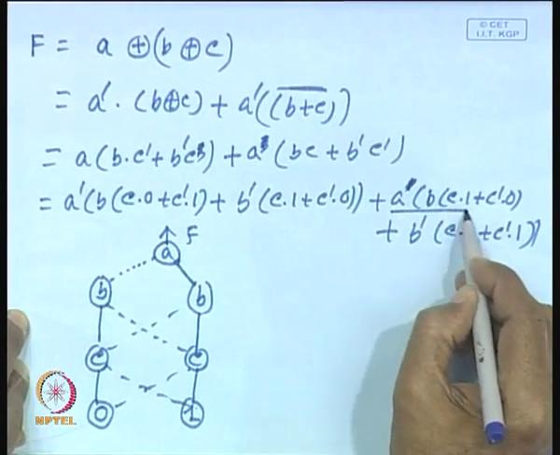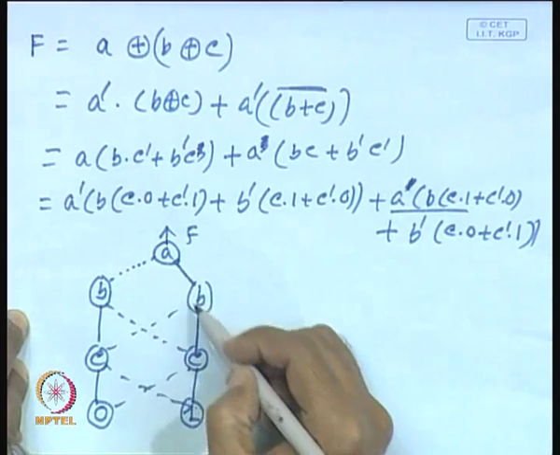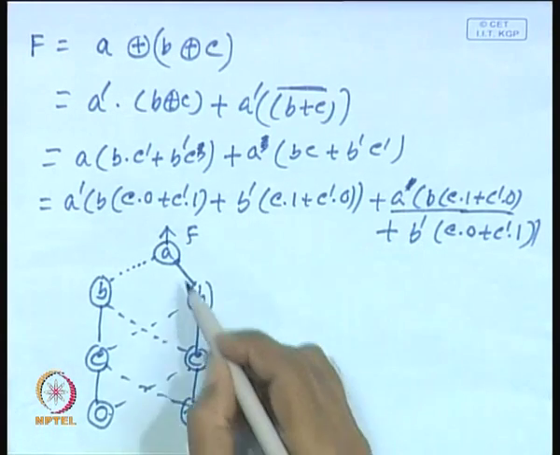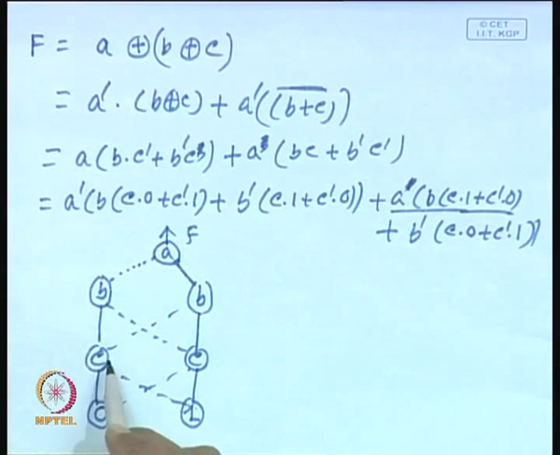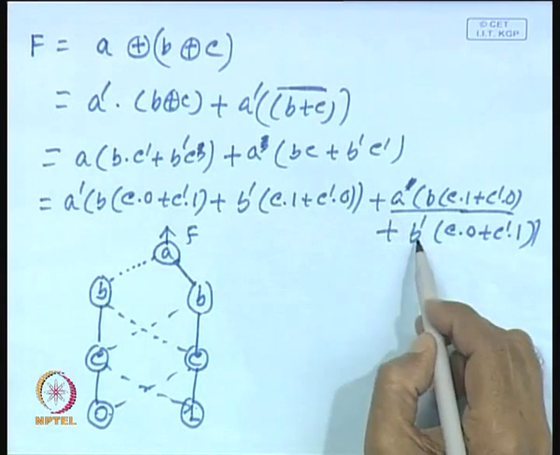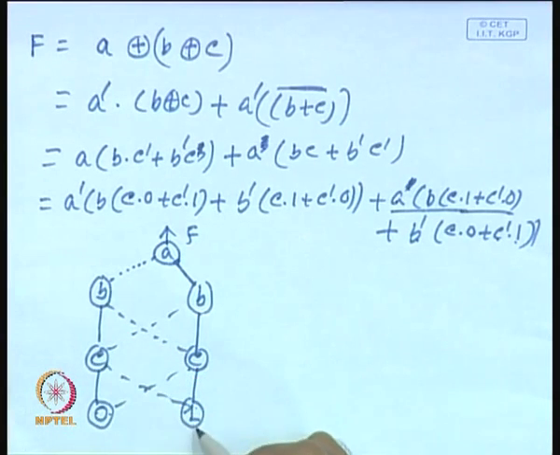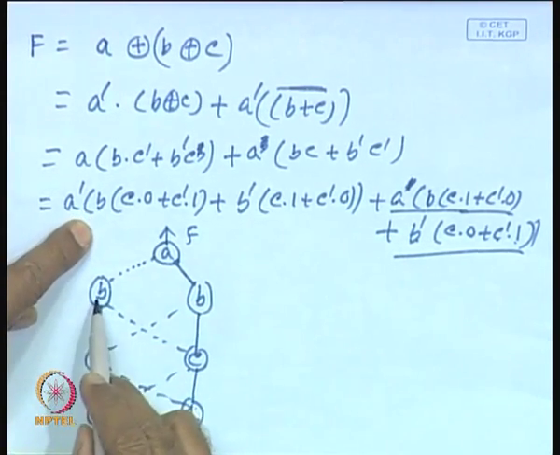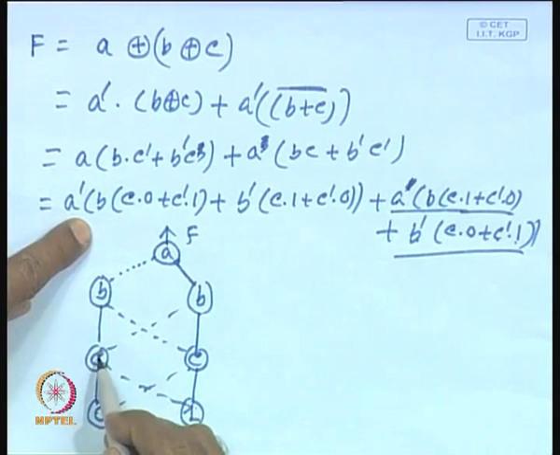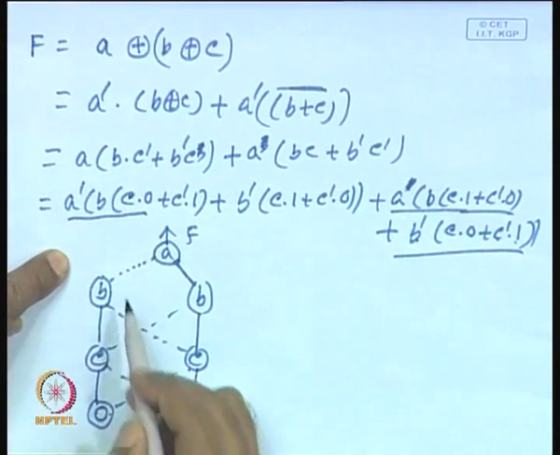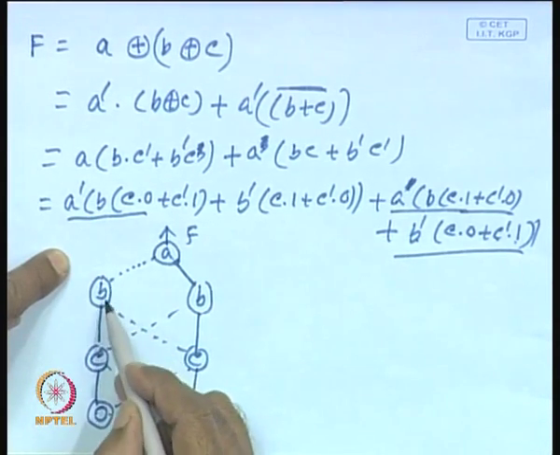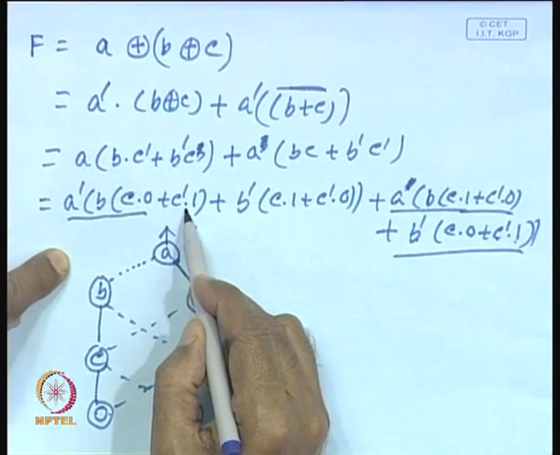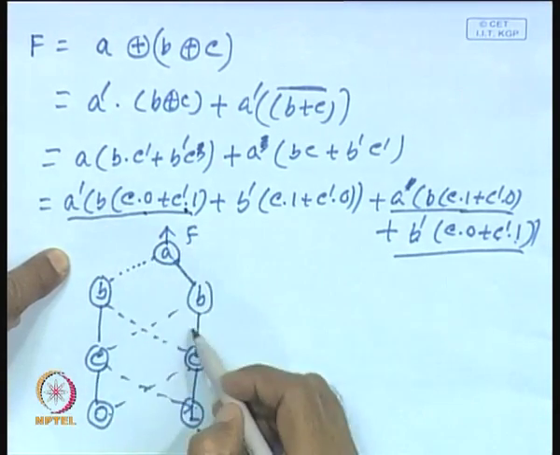So, this is one path, then A B C bar goes to 0, this path is complete. Then A B bar C goes to 0 and A B bar C bar goes to 1. So, that completes these two paths, and similarly A bar B then C goes to 0, this is complete, then A bar B C bar goes to 1, that is complete.